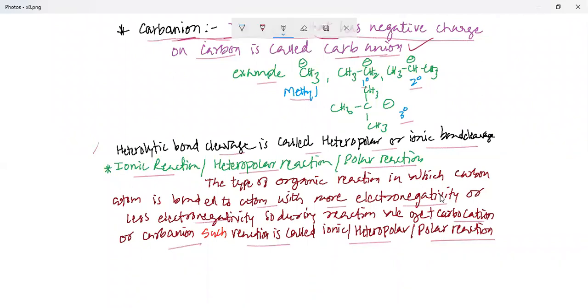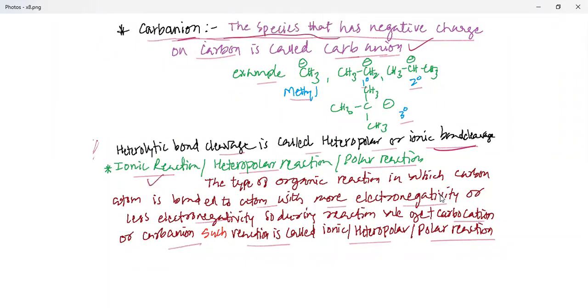My dear students, the heterolytic bond cleavage is called heteropolar bond cleavage or ionic bond cleavage also. So we can have various names for the heterolytic bond cleavage. It is also called heteropolar bond cleavage, or it is known as ionic bond cleavage.